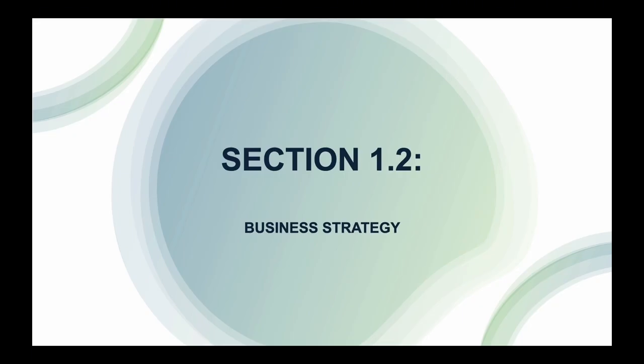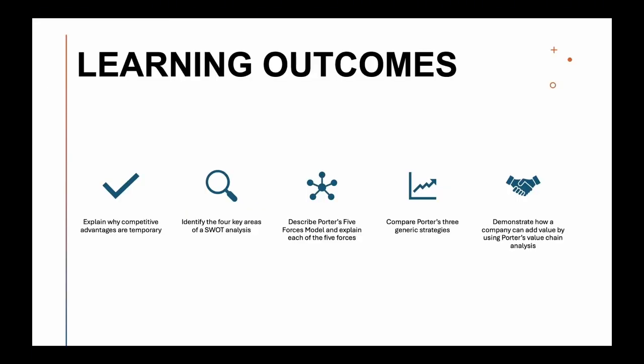Section 1.2 Business Strategy. The learning outcomes for 1.2 are: explain why competitive advantages are temporary, identify the four key areas of a SWOT analysis, describe Porter's Five Forces model and explain each of the five forces, compare Porter's three generic strategies, and demonstrate how a company can add value by using Porter's value chain analysis. Now, we covered all of these in 1.1, but we will give examples for each of them.